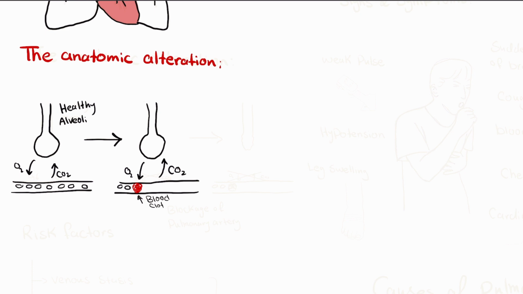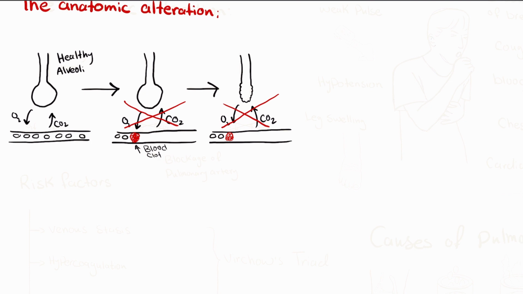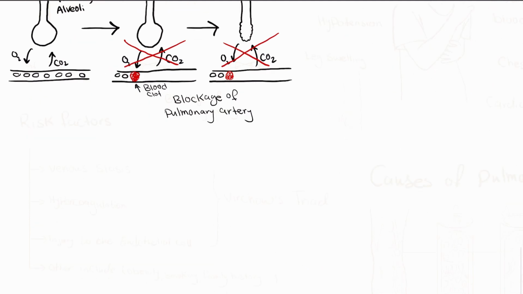The ventilation-perfusion mismatch eventually leads to hypoxemia, and in severe cases, it leads to pulmonary infarction, which is the death of lung tissue that is caused by a lack of blood supply. And with the pulmonary infarction, you also get alveolar atelectasis and alveolar consolidation.